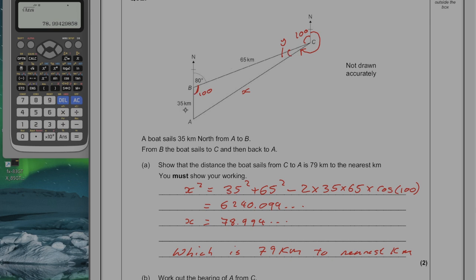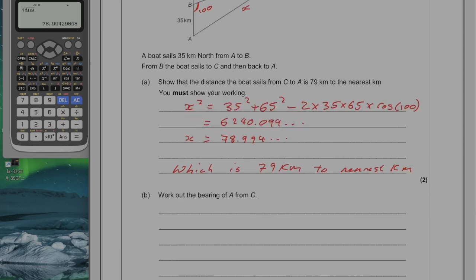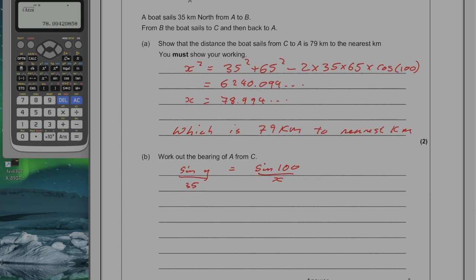So this is going to lead to the sine rule because we've got opposite side and angle, opposite side and angle. So we're going to say that sine y over 35 is going to be equal to the sine of 100 over x. I'm not going to write x down, I'm going to leave it because I've got it here. So I'm going to rearrange this, and I'm missing out a step here, but I'm sure you'll be able to follow it. So y is going to be equal to sine to the minus 1 of 35 sine 100 divided by x.